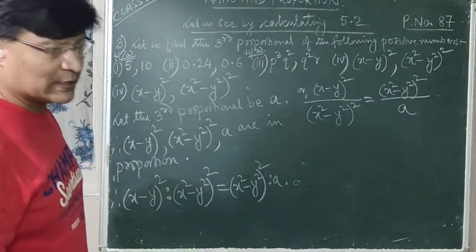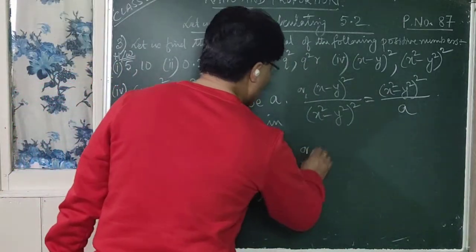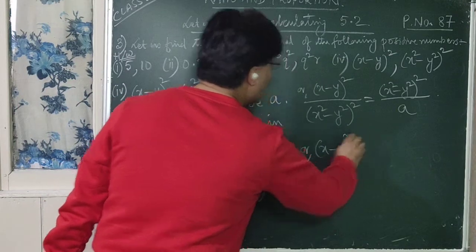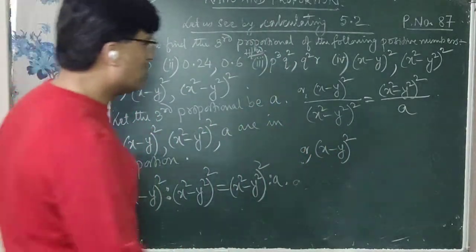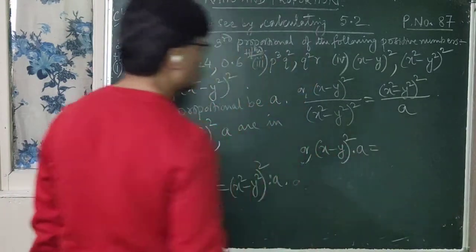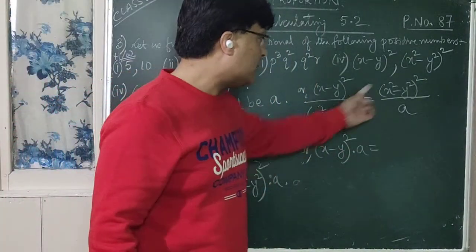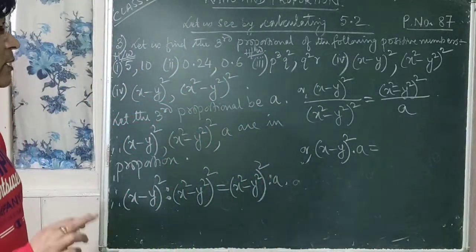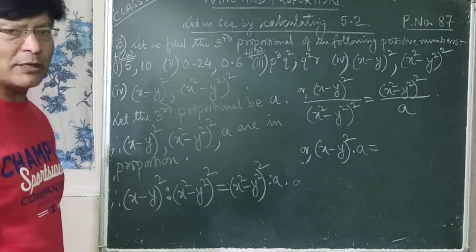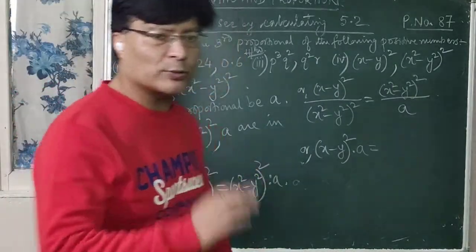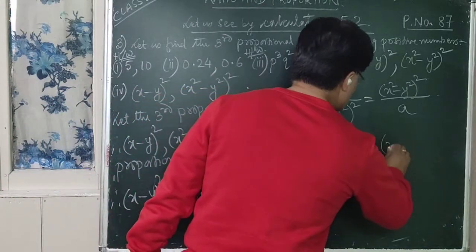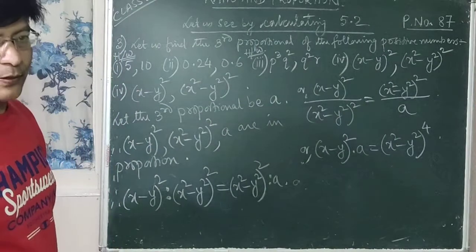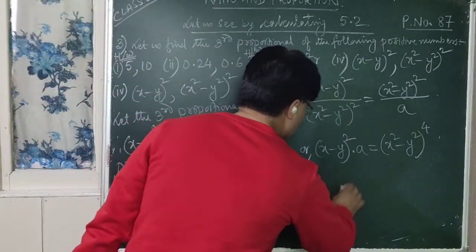So now let us simplify it. Okay? So now cross multiply. (x minus y) whole square into A is equal to, if you cross multiply these two numbers, (x square minus y square) whole square into (x square minus y square) whole square, these are the same numbers, isn't it? If you multiply them, powers will be added. So what do we get? It is (x square minus y square) whole to the power 4. Right?